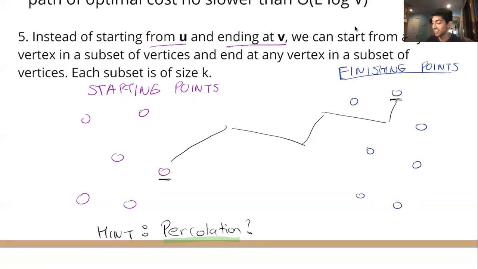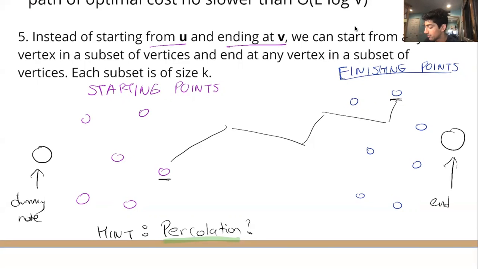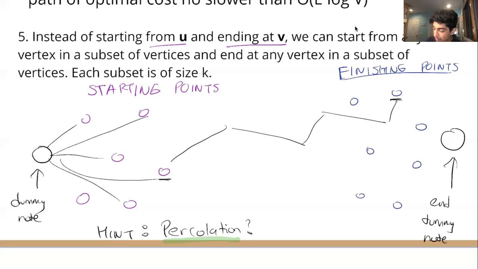Okay, so what is this percolation thing he is talking about? In percolation, what you guys probably did is you made a starting dummy node, right? And you also made a dummy node at the end, right? And what we did in percolation, which was pretty clever at the time, was that we connected this dummy node to everybody at that top layer, right? All of the, I don't know, grass people, we connected the dummy node to, which we can do here. So let's connect the dummy node to everyone in this starting subset, right?